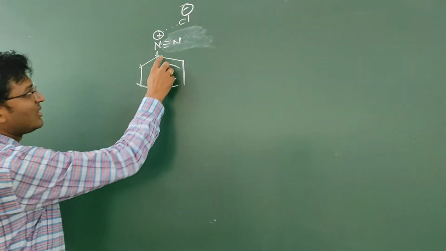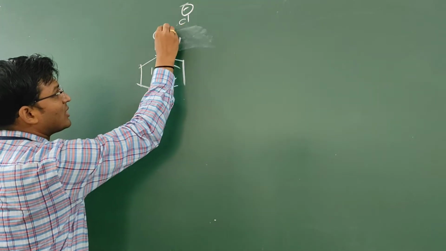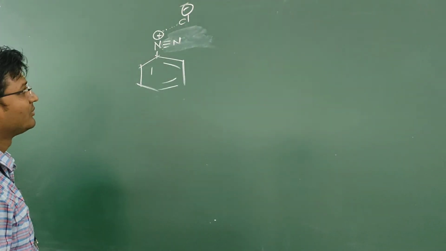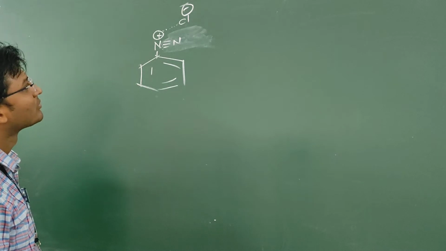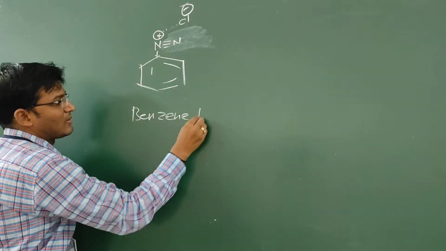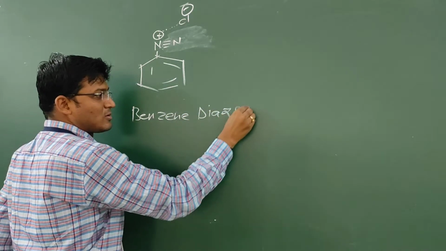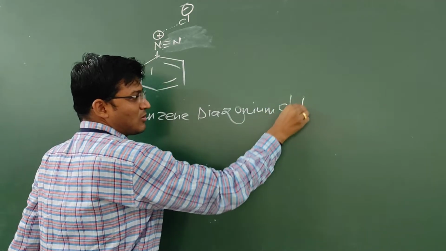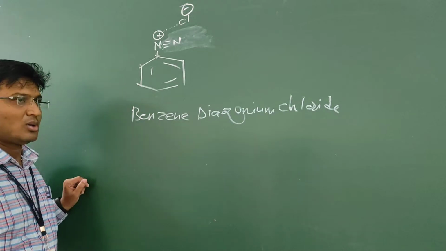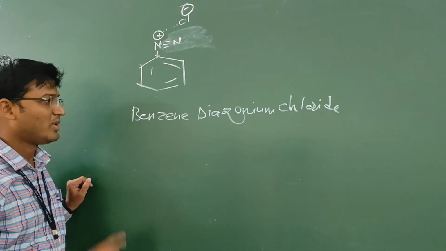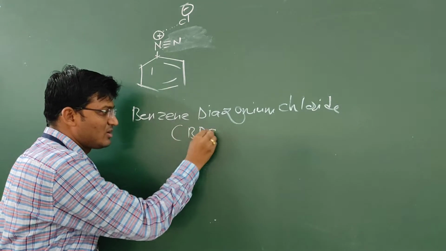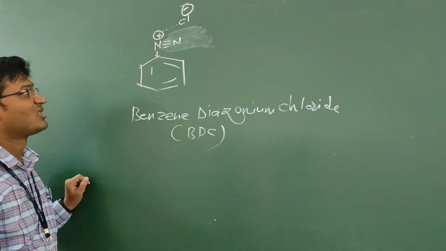That is benzene which has a diazonium group, chloride. The Cl negative is in attraction with this N positive. The compound is called benzene diazonium chloride. Benzene diazonium chloride, that is BDC, shortly termed as BDC.